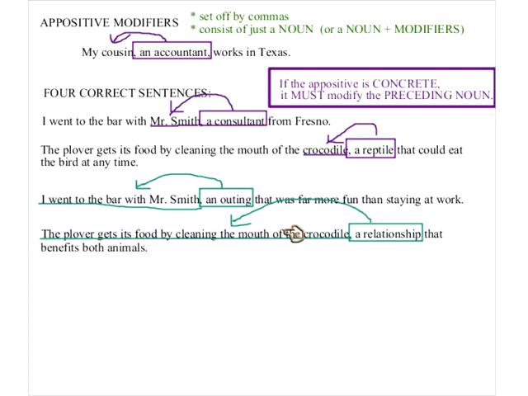So the difference is these are abstractions. Okay, a relationship is not something you can feel or touch or smell or see. It's an abstract thought. An outing, you can't see an outing. You can't touch one. You can't smell one. You can't hold an outing in your hands. These are all abstract ideas. Okay, smiley face, if that difference makes sense. These are abstractions.